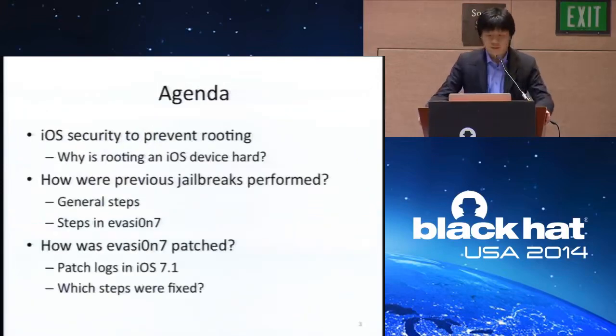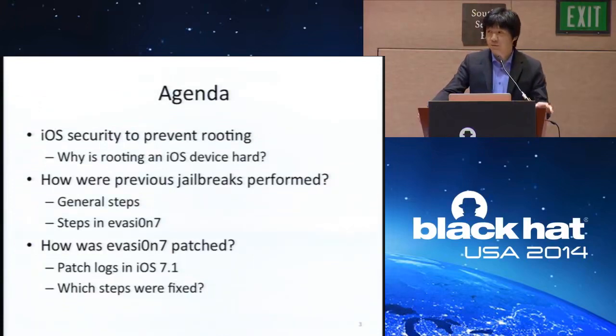Now, without further ado, let's look at how the talk is going to be laid out. First, I am going to talk about iOS security. We are going to answer the question of why rooting an iOS device is hard. Then we are going to look at how previous jailbreaks were performed. We will derive general steps and learn the general criteria that need to be fulfilled in order for something to be called a jailbreak. And then we are going to analyze in detail the Evasion 7 jailbreak.